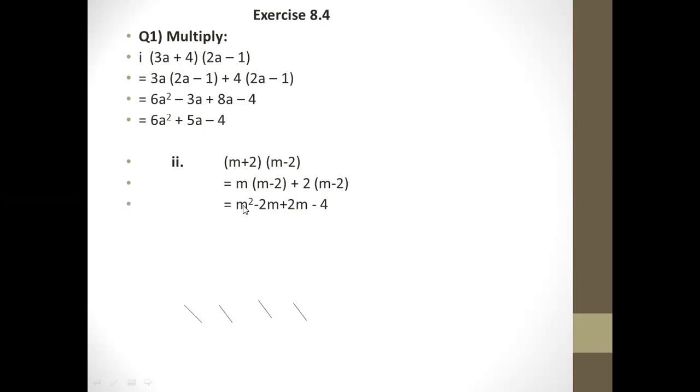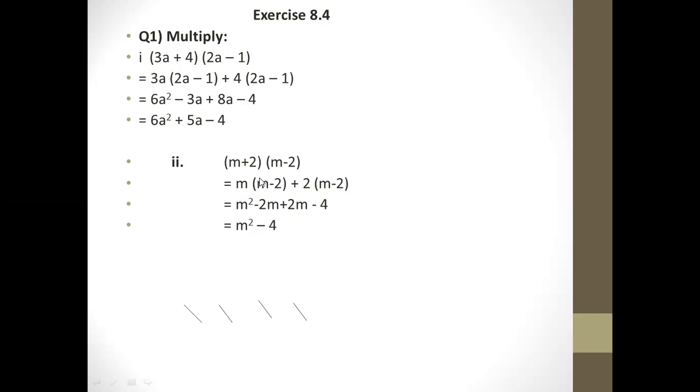Now this m square we copy as it is, but here the variables are same. One is positive, other one is negative, so we subtract them. 2 minus 2 0, so no need to write anything. We write m square minus 4. So this is the required answer. Again I'm going to repeat it. M multiply with the complete bracket m minus 2 plus 2 multiply with the complete bracket m minus 2.